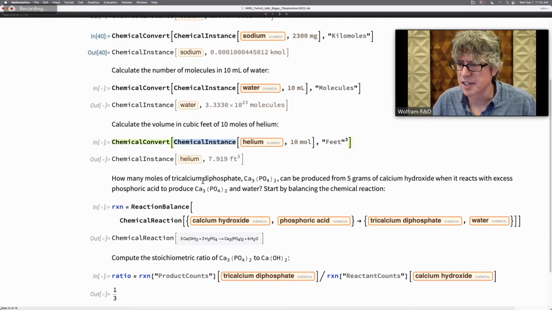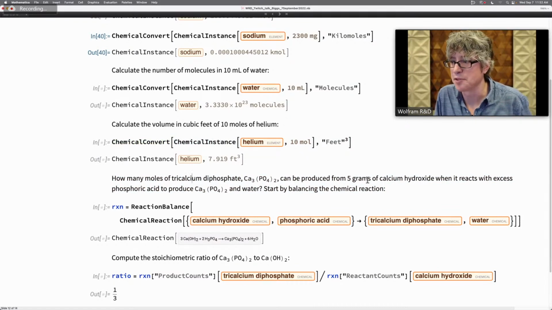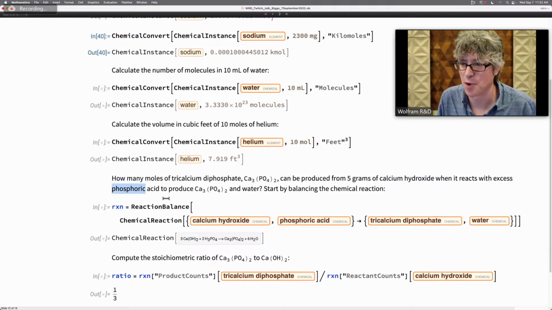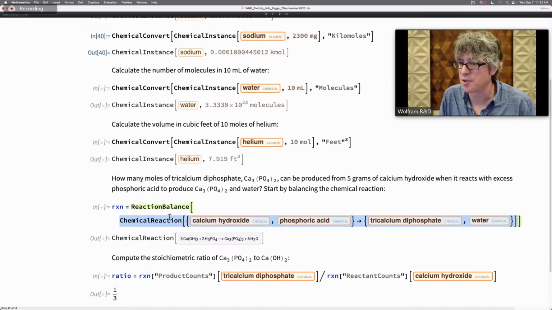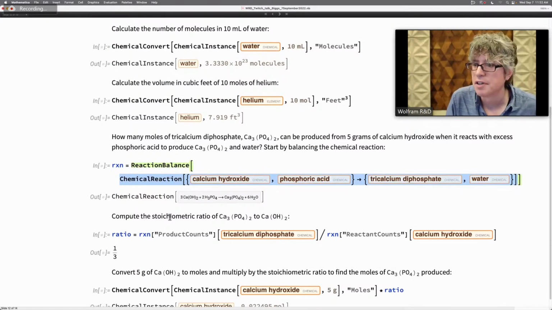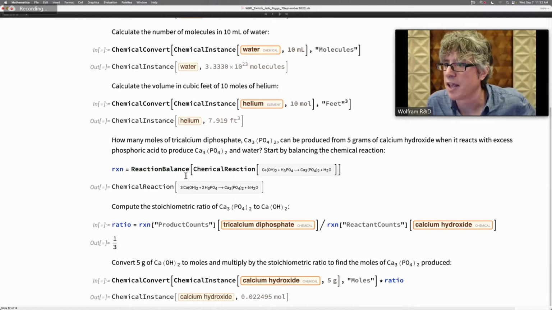More interestingly, we can find out how many moles of tricalcium diphosphate can be produced from 5 grams of calcium hydroxide when it's reacted with excess phosphoric acid to produce calcium phosphate and water. So first, we start off with our chemical reaction, which I'm going to evaluate in place. We have a chemical reaction with no coefficients. This just says calcium hydroxide plus phosphoric acid goes to calcium phosphate and water.